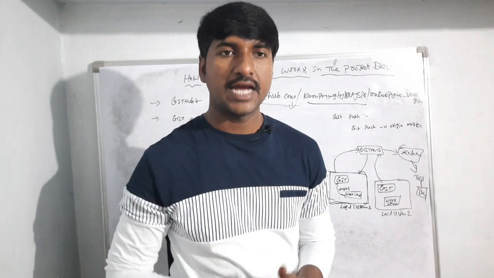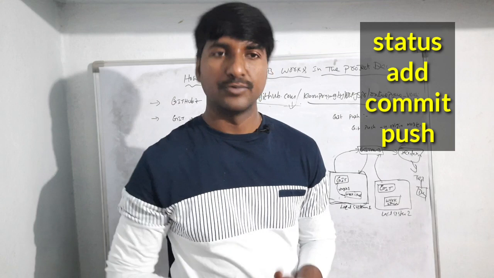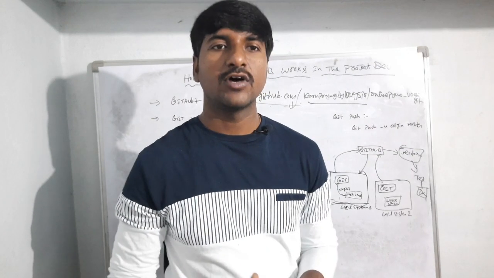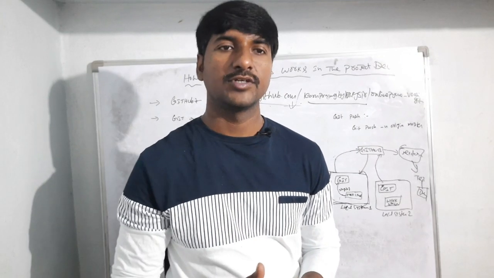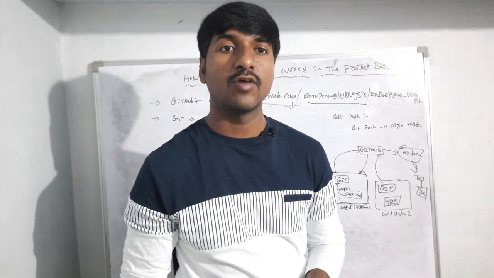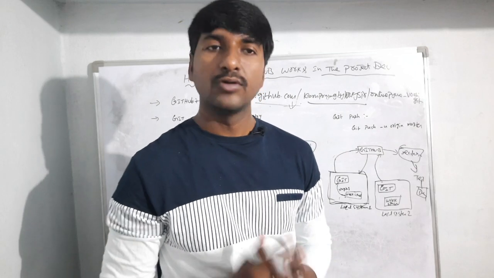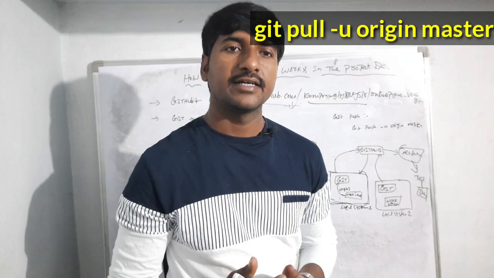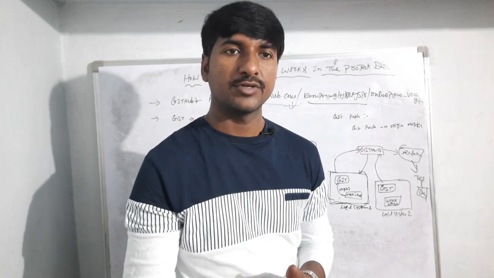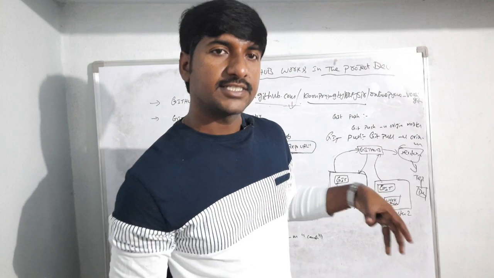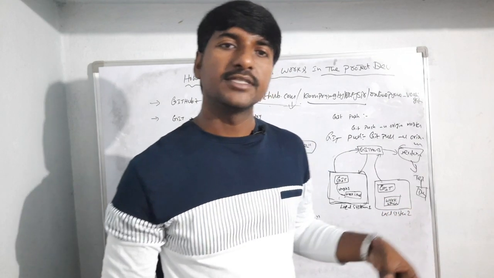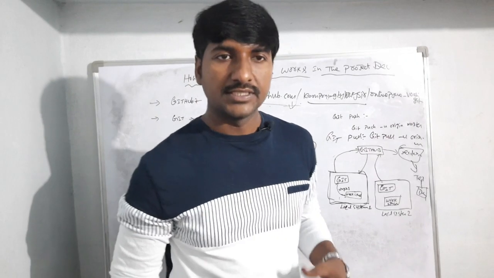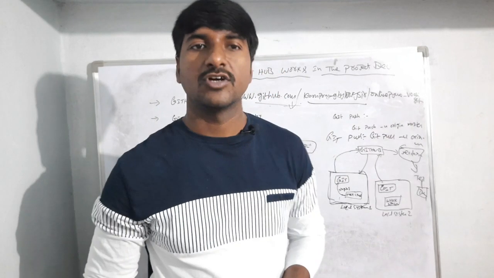There are regularly used commands in the real-time working environment. Those are status, add, commit and push. Suppose you want to get data from the GitHub repository, that means the remote repository. Then what command do we use? The pull command. By using the pull command, we can get the data from the remote repository to the local repository. Once it is available in the local repository, it is available in our local system. So these are the regularly used commands.